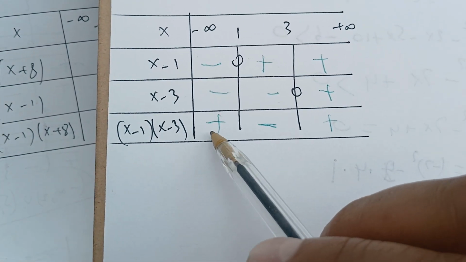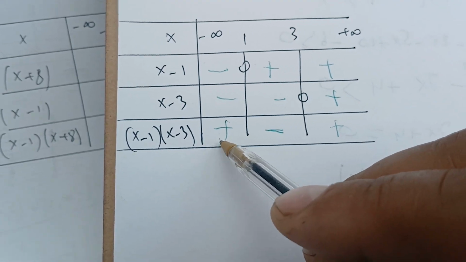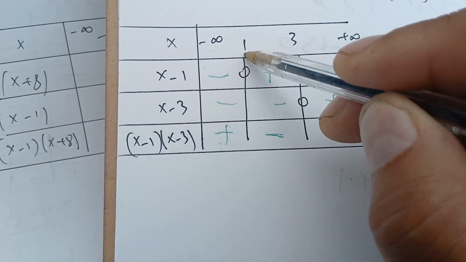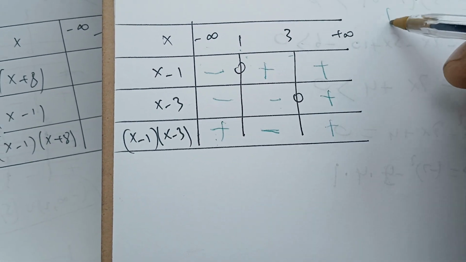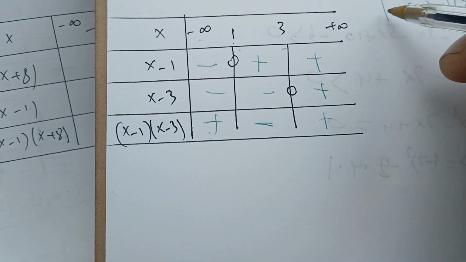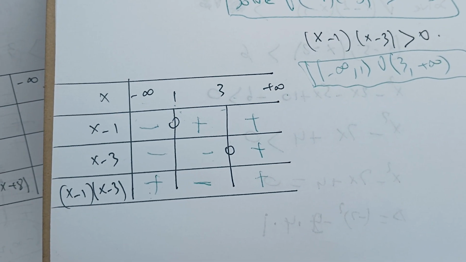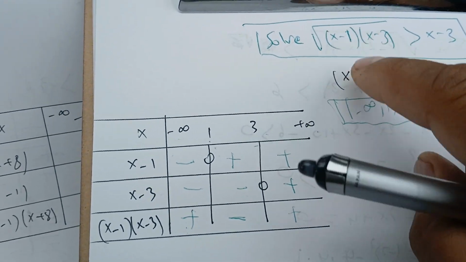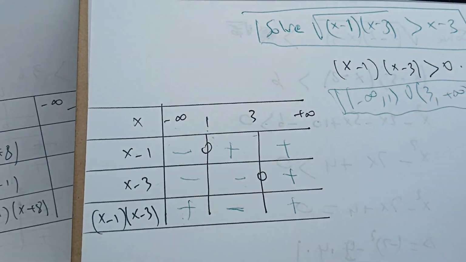We are interested in the values where this quantity is positive. That means we are in this interval. You read it from here. So minus infinity to 1, union 3 to plus infinity. So our interval is (minus infinity, 1) union (3, plus infinity). Okay? So any value that would make this true has to be in this interval. In this interval, we will see more.